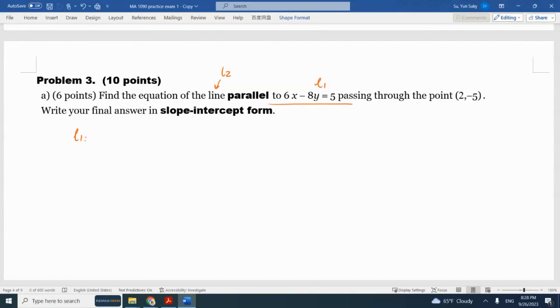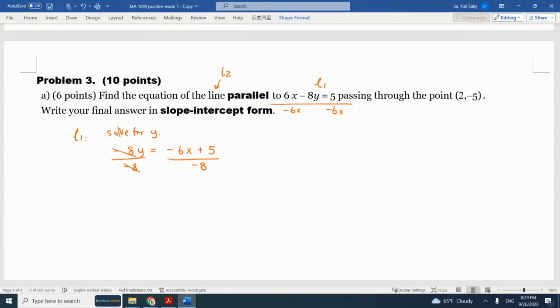Okay, line number 1. We need to figure out the slope. So you want to find the slope-intercept form, which means you want to solve for y. So subtract 6x on both sides. We get -8y equals -6x plus 5. And then solve for y, right? Both sides divided by -8.